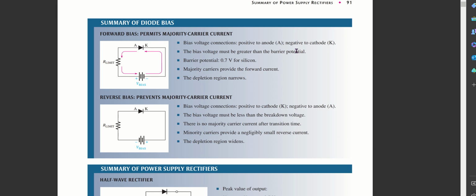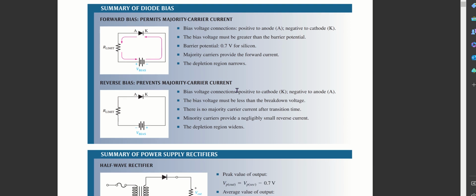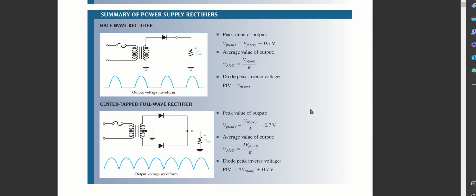The majority carrier provides the forward current. The depletion region narrows, and the bias voltage must be less than the breakdown voltage. There are no majority carriers after the transition time, and minority carriers provide a negligibly small reverse current, and the depletion region widens. The bias voltage connections are positive to cathode and negative to anode for the reverse biased configuration.